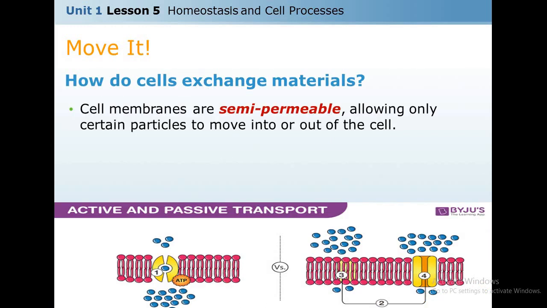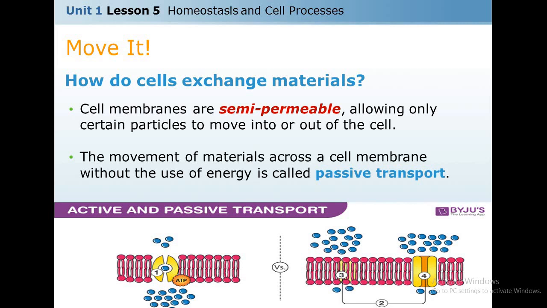Let's move to the next part, which is cell exchange, exchanging the materials along the cell. I told you that we have the membrane, and through the membrane, we are exchanging the material in and out of the cell. The cell membranes are semi-permeable. What's the meaning of semi-permeable? Permeable means to allow the movement of materials in and out. Semi means that it allows certain particles to move in and out of the cell. So again, semi-permeable is allowing certain particles to move into and out of the cell.